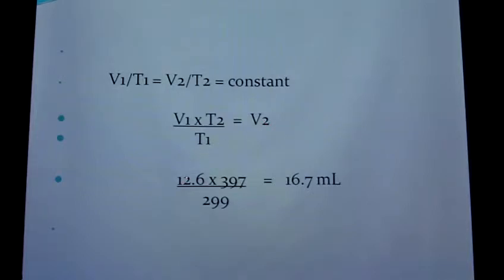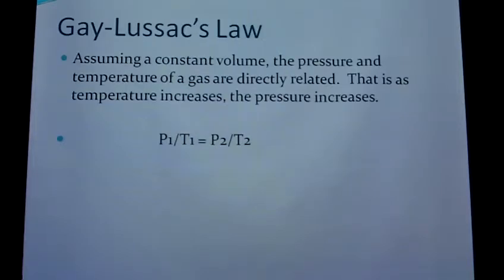V1 was 12.6 times T2, 397, divided by T1, which is 299 degrees Kelvin. So we'll do that division and we get 16.7 milliliters. So the volume then is 16.7 milliliters.